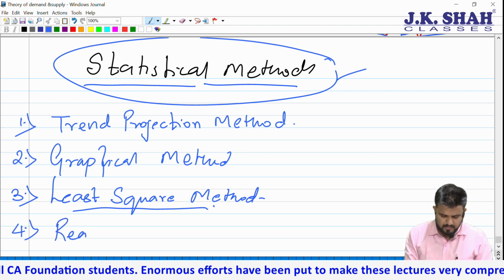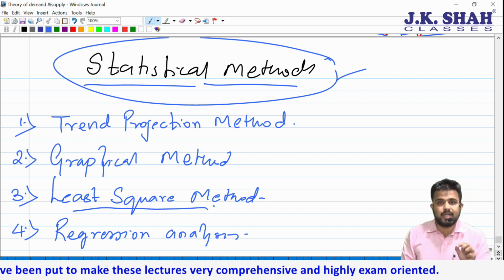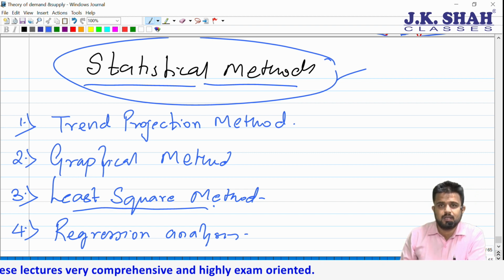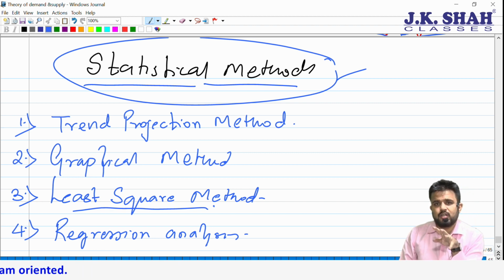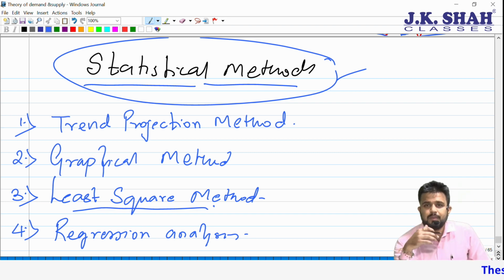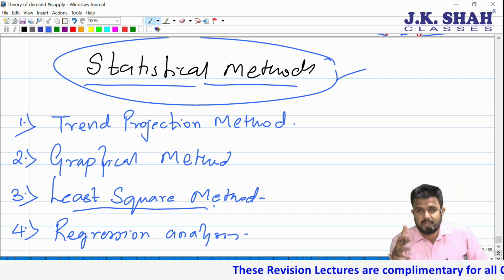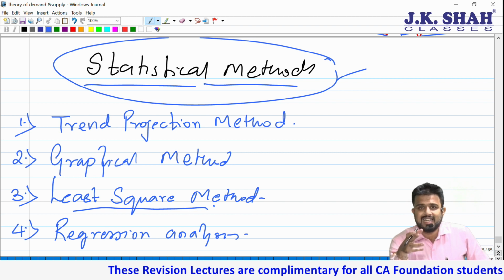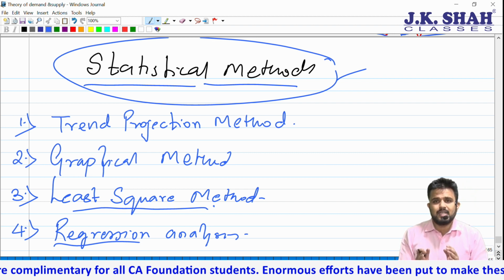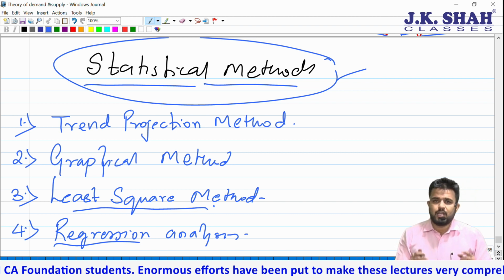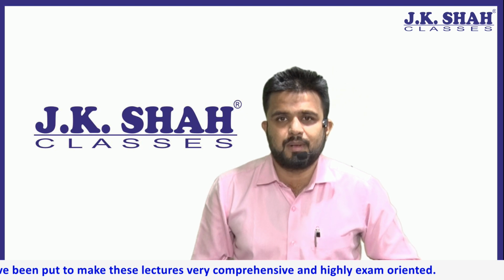And the last is regression analysis. Now under regression analysis, few factors will be variable, few factors will be constant. Keeping in mind certain factors constant, they will see what will be the impact on the quantity demand. So this was your statistical methods: trend projection, graphical, least square, and this was regression. So students, this is the end of your chapter number 2, and now we are going to start with the MCQs based on this chapter, theory of demand and supply. Thank you.